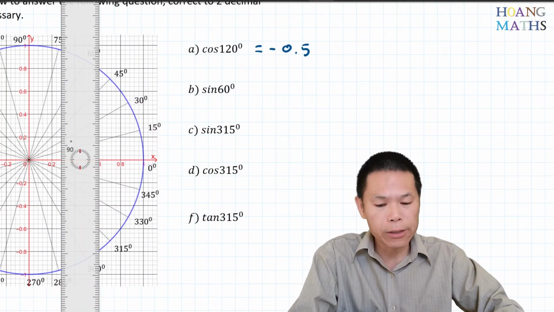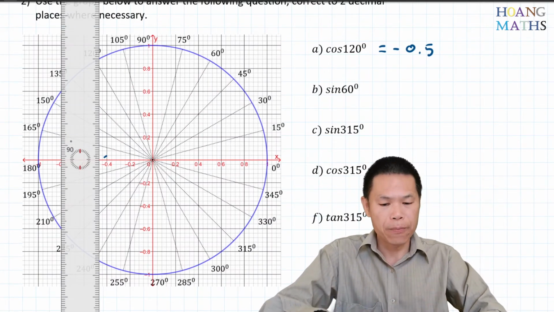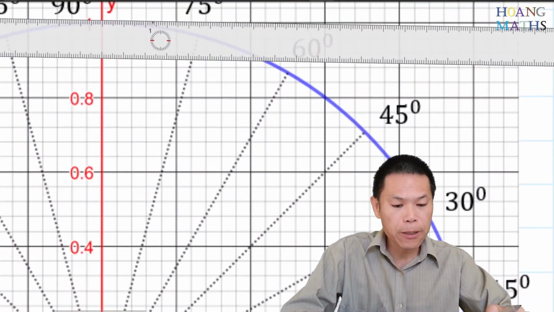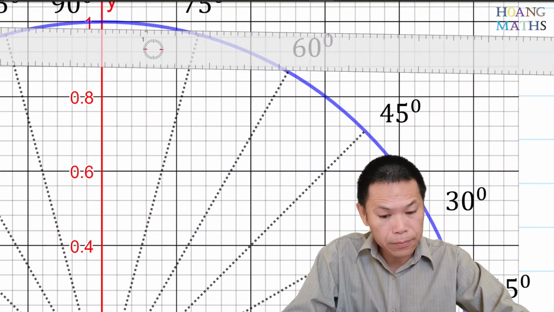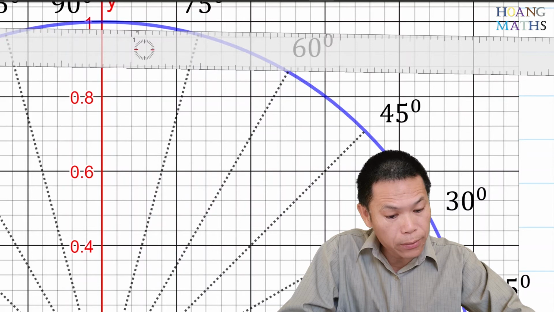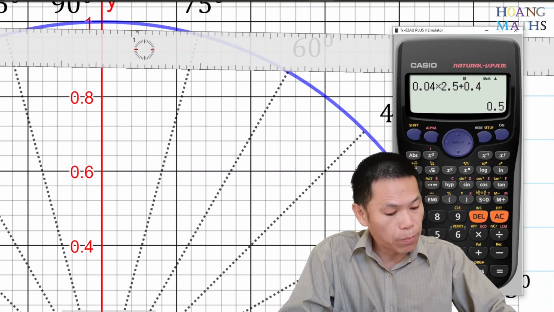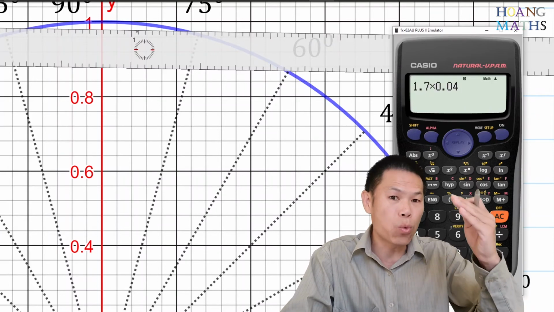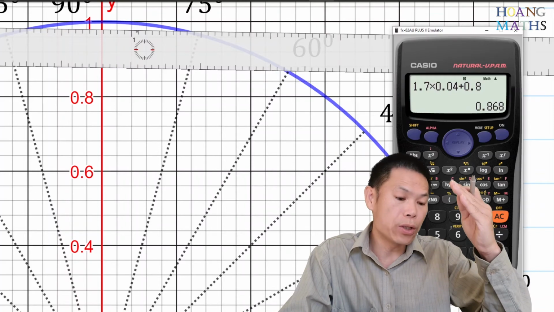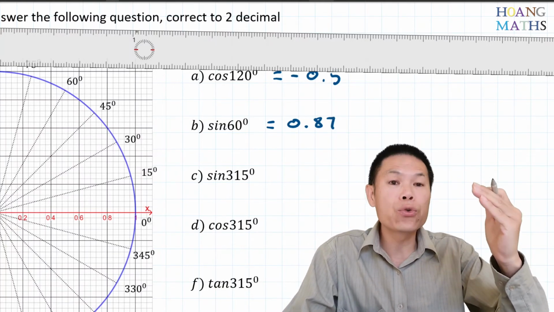So now sine of 60 degrees. So sine means we check for the vertical line, that is the y value, because y is equal to sine of theta. So 60 degrees is here. I put it up here and enlarge it to make it easier for me. So it's roughly 0.7, which means we have 1.7 of a gap. So 1.7 times 0.04 because 1 gap is 0.04. And don't forget we add 0.8 as well. So that is 0.87. Now, sine of 315.